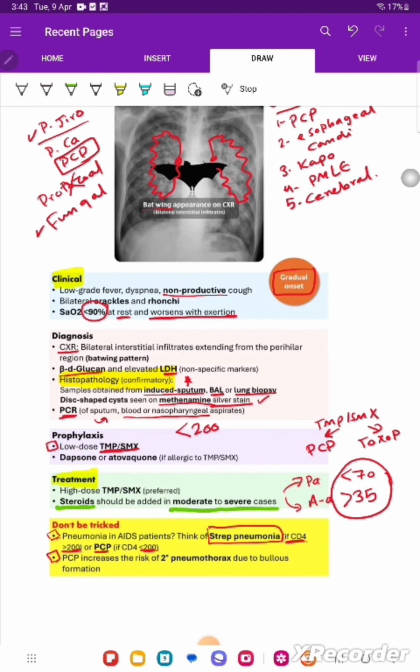The second point is that PCP increases the risk of secondary pneumothorax due to pneumatocele formation, because PCP is associated with the formation of pneumatoceles. Pneumatoceles are air-filled sacs or spaces inside the lung tissue, and these spaces can rupture, giving rise to secondary pneumothorax. So we are done with PCP.